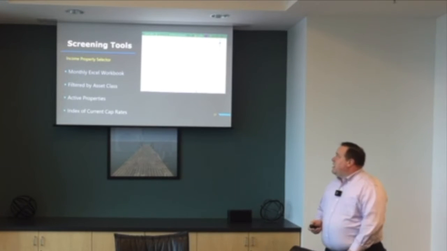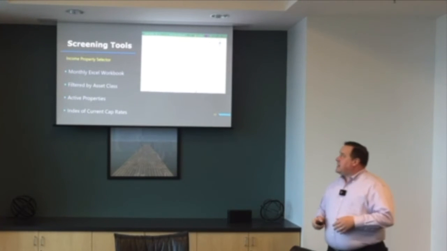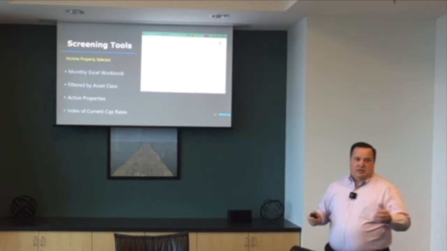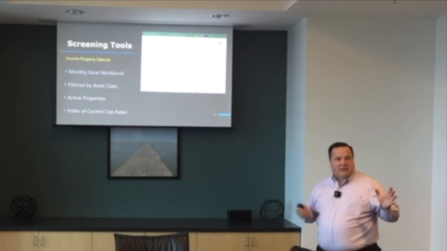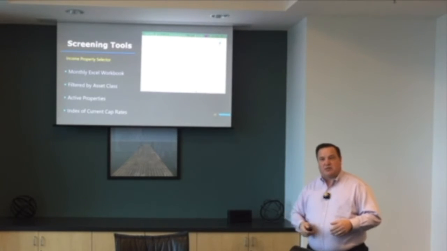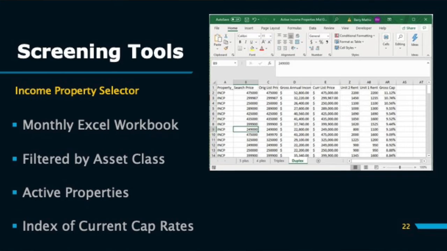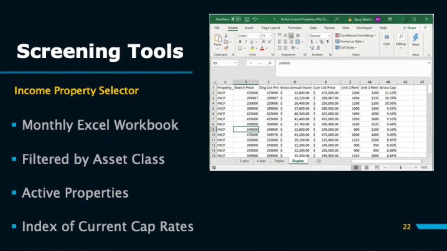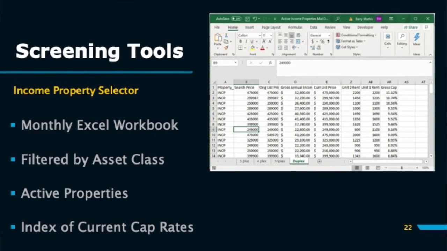All right, so how do we do this? I take a look at a lot of properties, right? Everybody knows you can pull all the MLS out to a spreadsheet, okay? So you can pull the entire MLS out to a spreadsheet. So I'll pull out by asset class. I'll pull all the income properties out and filter it out by asset class.